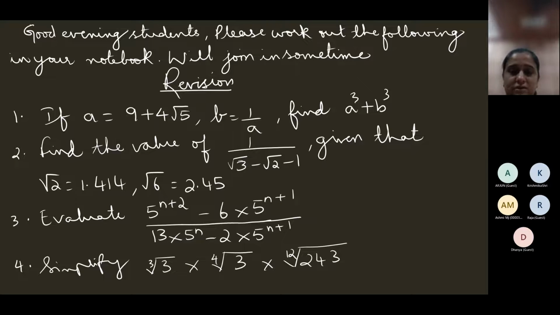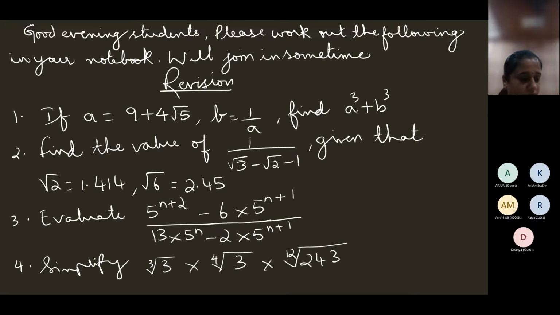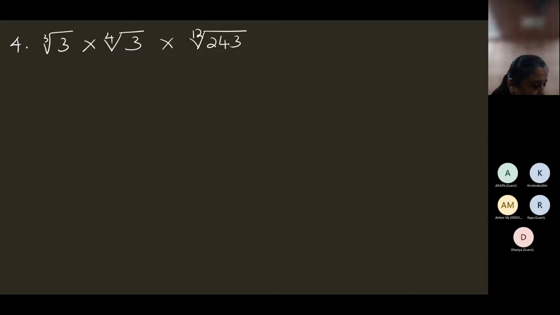Okay, fine. Children, we'll start working from the 4th one. So this is the answer to the 4th one. The question is, we have to simplify cube root of 3 into 4th root of 3 into 12th root of 243. All right. So how do we do this?